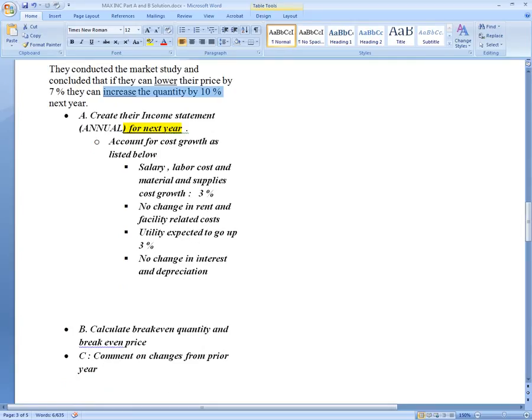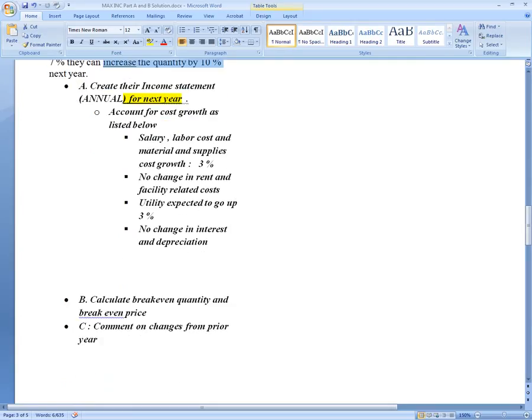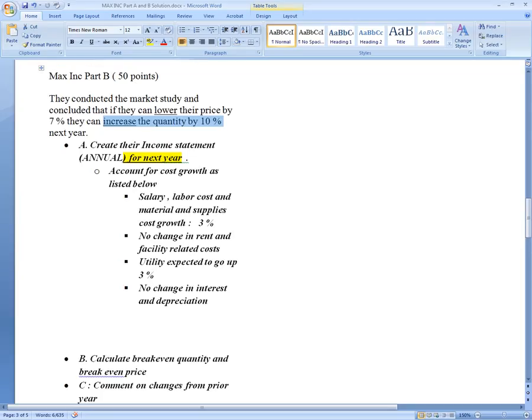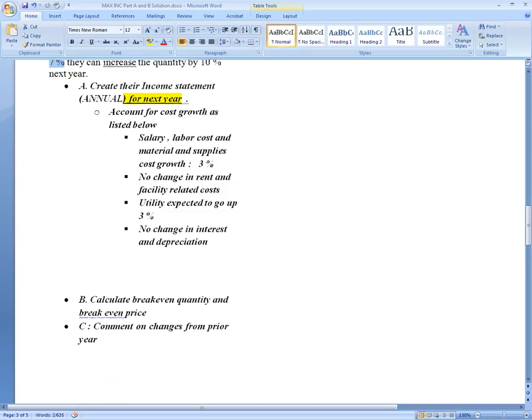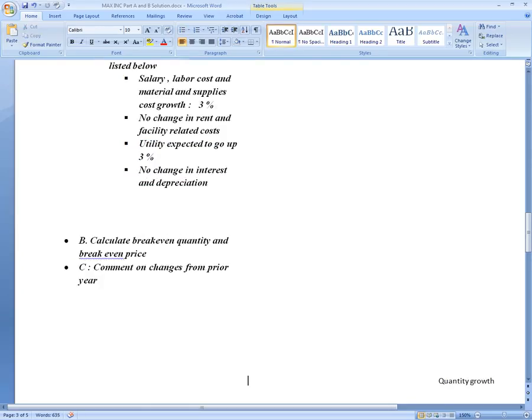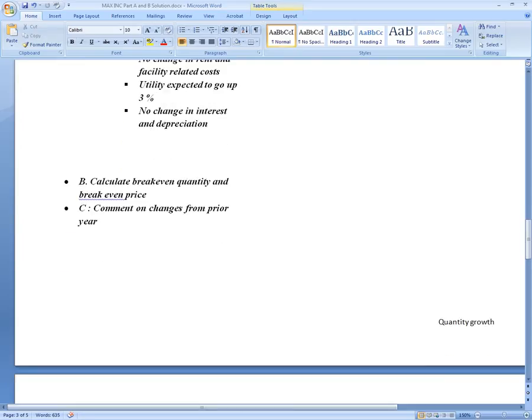So our job is to create the income statement again, and the assumptions are, again, quantity will go up 10%, but the price will go down 7%. We're doing this for next year, so we're going to assume that salary, labor, and all the cost related stuff will grow by 3%, so the inflation. Assume that there is no change in the rent and facility related costs because maybe we have a long-term lease agreement. Utilities, again, will grow 3%, and there is no change in the interest and depreciation. So our job is to calculate the income statement and also the break-even quantity and make some comments.